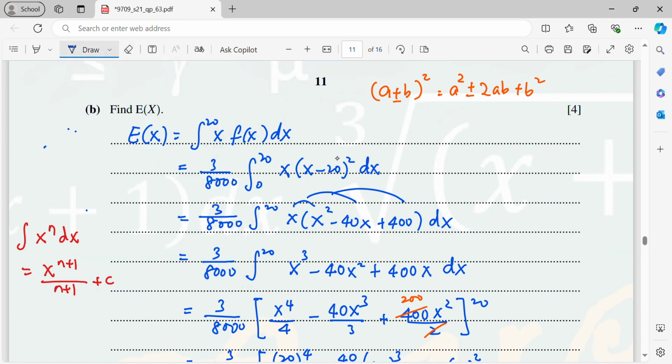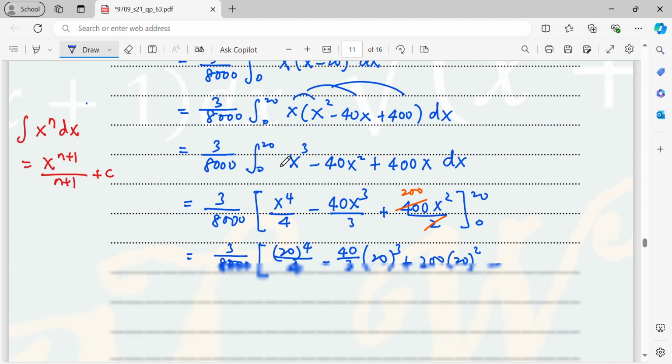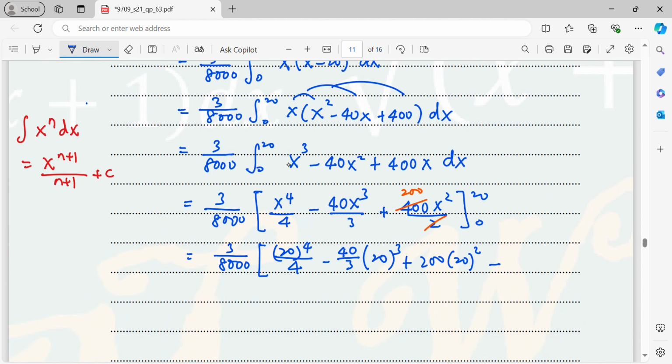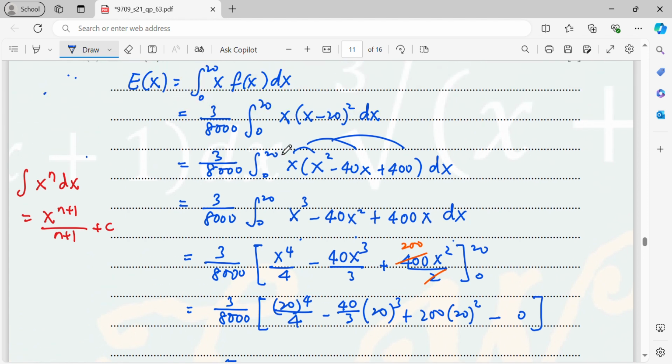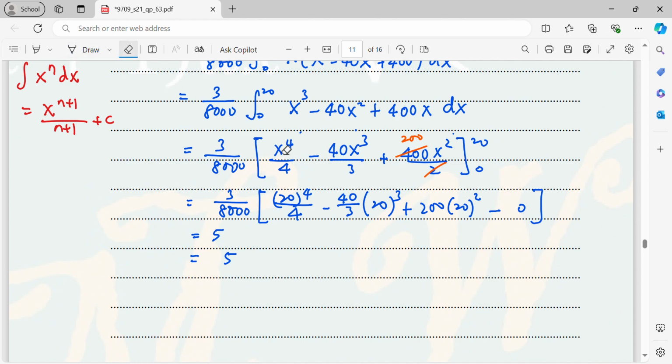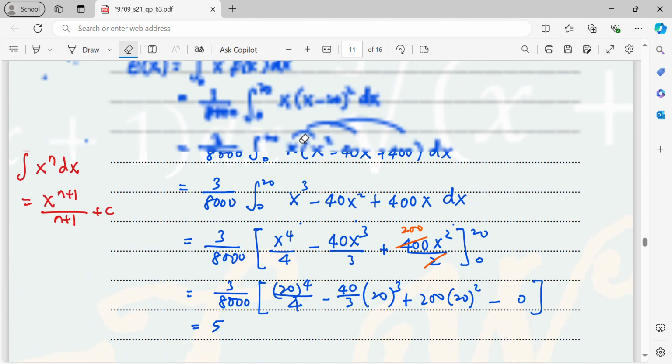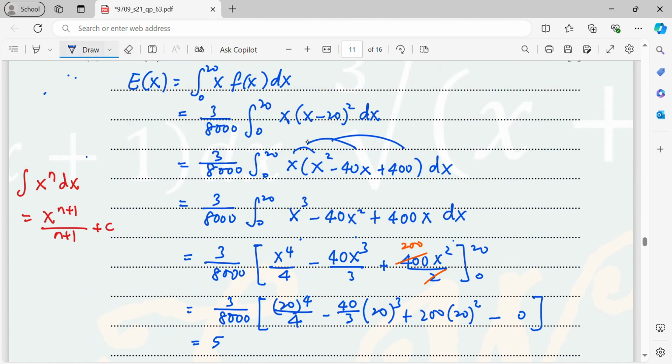So here's 0. Okay, then when you replace the x by 0, all these 3 terms will be 0. Then now here, I will get 5 for the final answer. So done for this question.